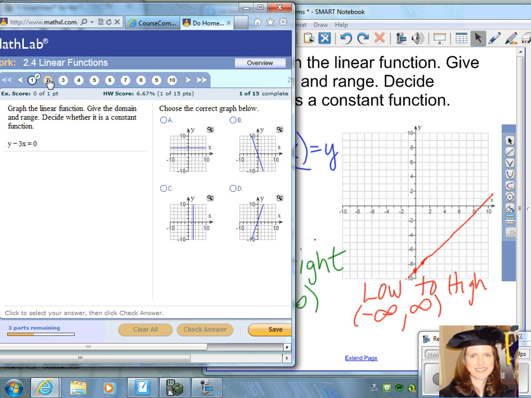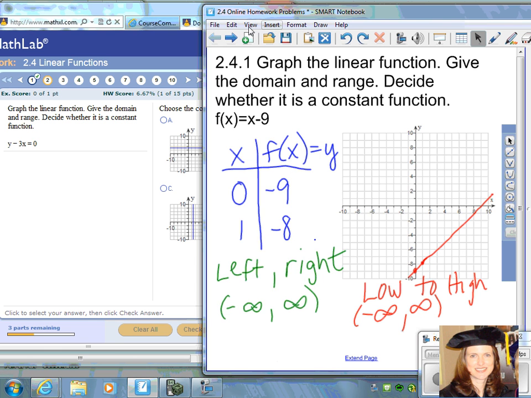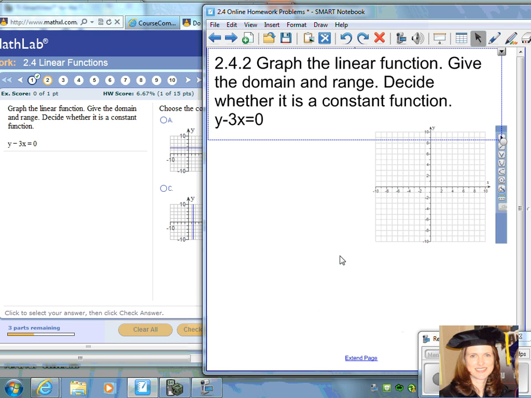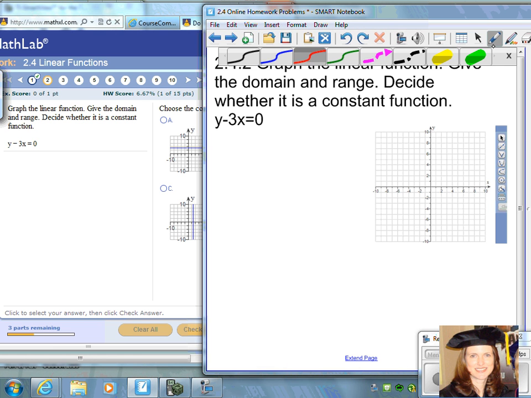Moving on to number 2. Similar type of question. Graph the linear function, give the domain and range, and decide whether it is a constant function. It is a linear function, so we can graph this by finding 2 points and sketching those 2 points. But what I'd like to do with this one first is to solve this equation for y. That makes it easier when you plug in x values to get y values.